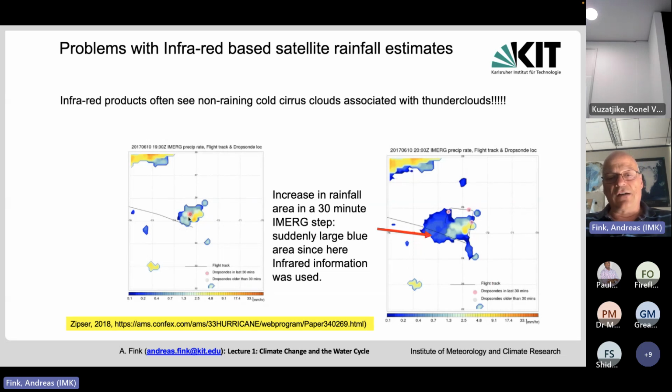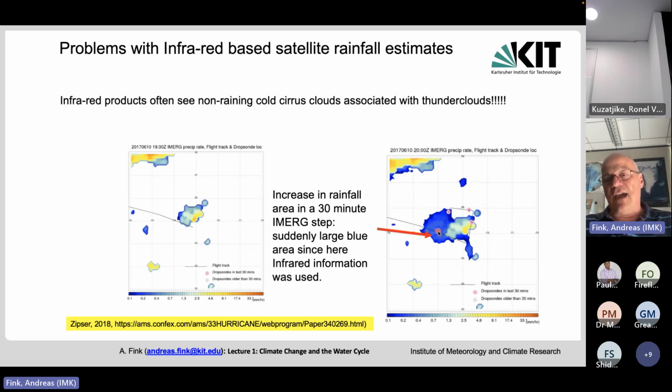Here there was a microwave satellite overpassing, but here IMERG had to rely on these cold cloud infrared images. And you see here, this system is, in half an hour, much larger, which is artificial here, because the infrared information is used. The problem with the infrared is cold clouds can also be cirrus clouds. These are these high, thin clouds. And there can be what we call cirrus contamination.